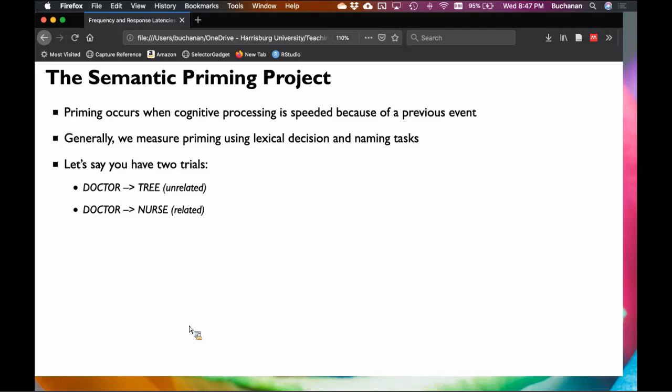Okay. Now we should be faster at the word nurse because we saw the word doctor, than if we saw tree, nurse. Okay, so the word nurse is speeded from seeing doctor in front of it, whereas tree is read at its normal rate in comparison, because we saw doctor before it.